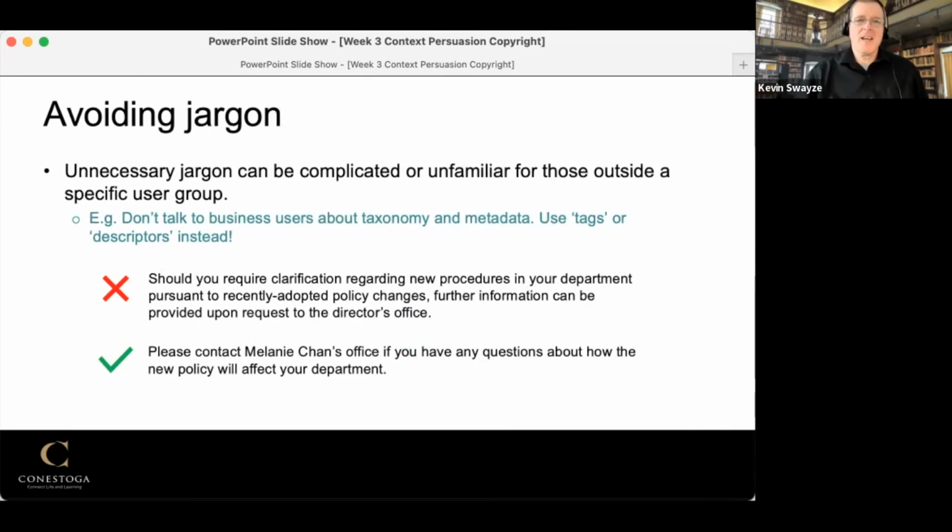Unnecessary jargon, and I would say jargon in general isn't needed. It's very difficult to find necessary jargon. I think I put this in here to make myself laugh. If the person you're speaking to, if the person reading your report is likely to not understand what you're using that word for, use a different word.